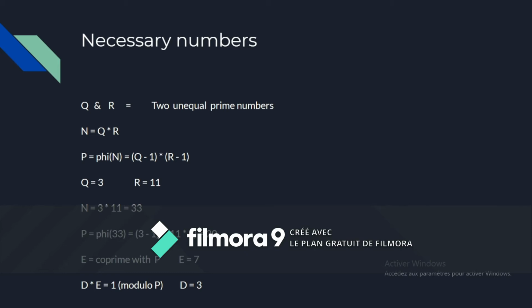Then we're going to have to choose another number, E. E has to be coprime with P. That is to say, it must have only one common divisor with P, which is 1.